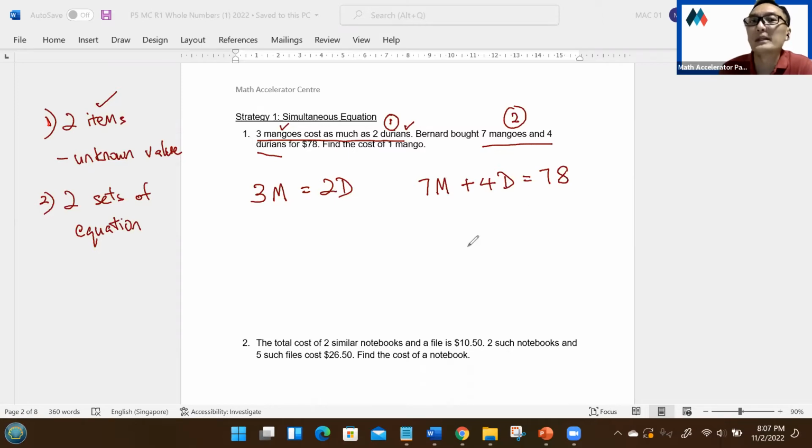So now, in order to solve this equation, we need to see which is the one that we can eliminate easily, right? By eliminating easily, I mean, are we able to make them into the same number before we cancel them out? Example, you will notice that here is 2 durian, here is 4 durian. I can easily make this equation into 4 durians, right? Can you let me know if 4 durians is equivalent to how many mangoes?